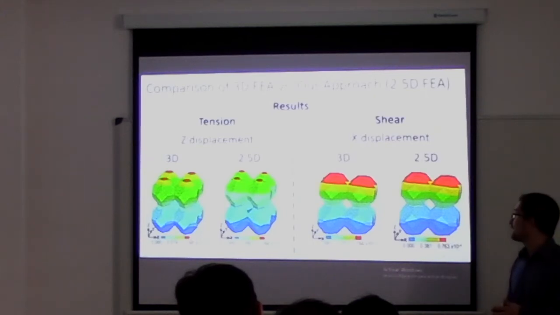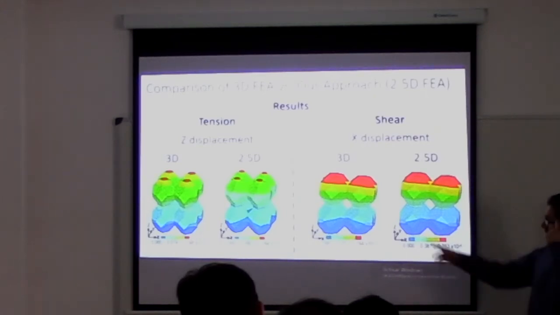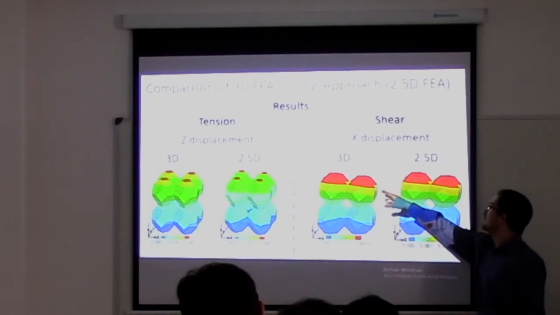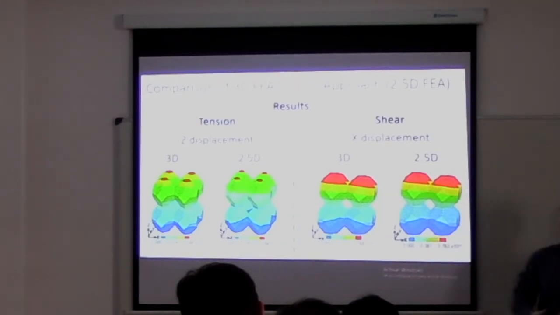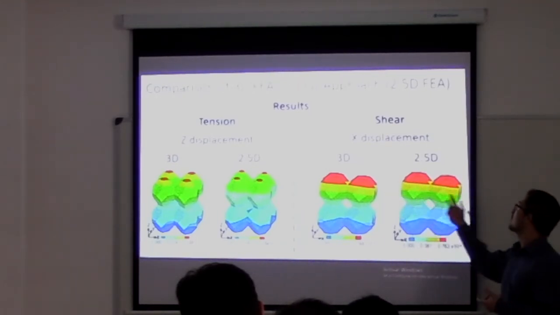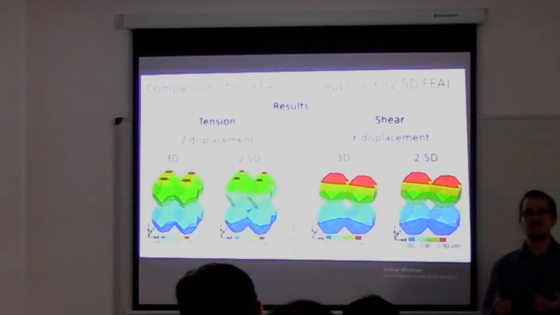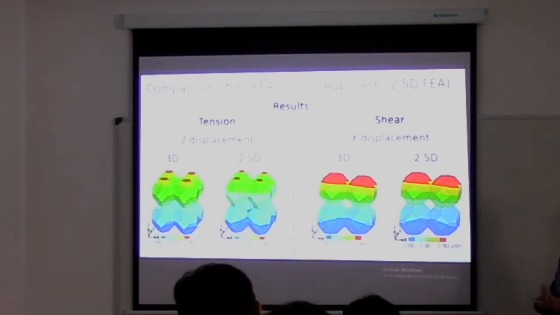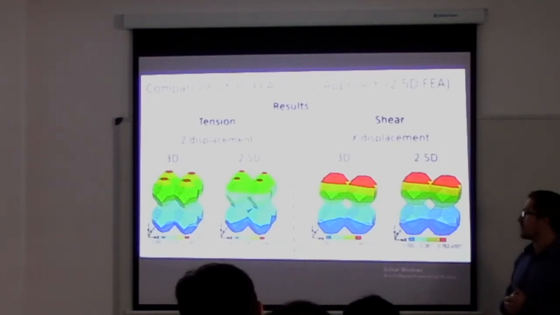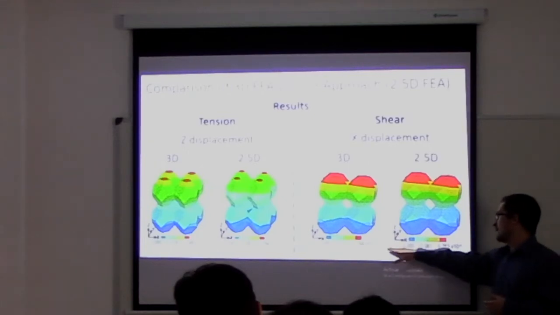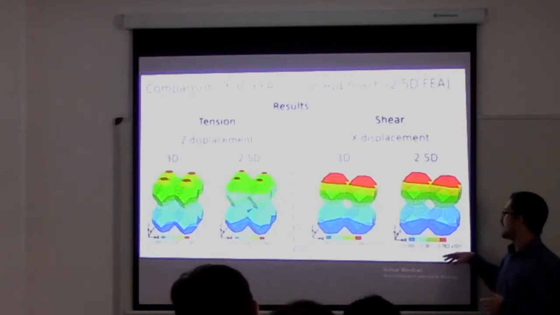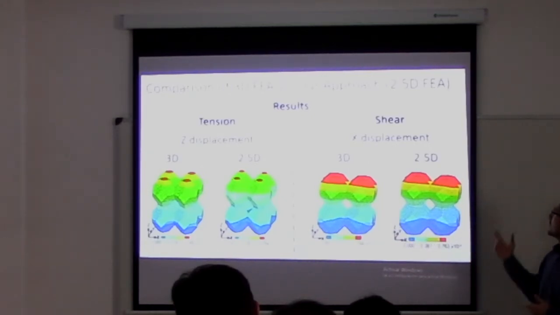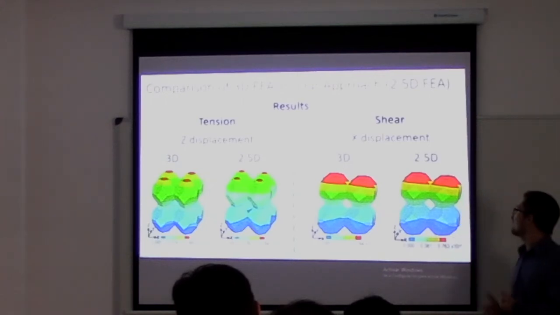The first one is that look at the color distributions in comparison between the 3D model and the 2.5D model. In both the tension and shear, they are very similar. And the other one, maybe the most important one, is that the magnitude of the displacements between the 3D model and the 2.5D model are this close.